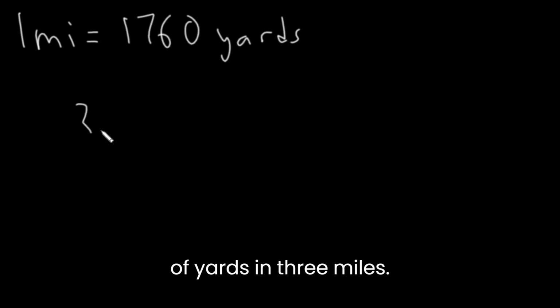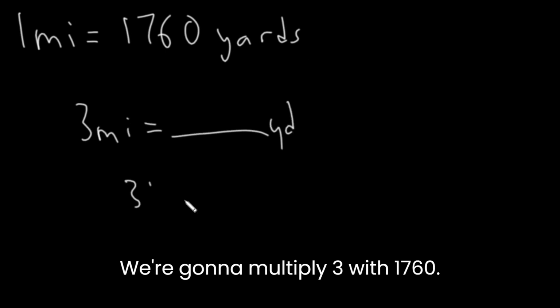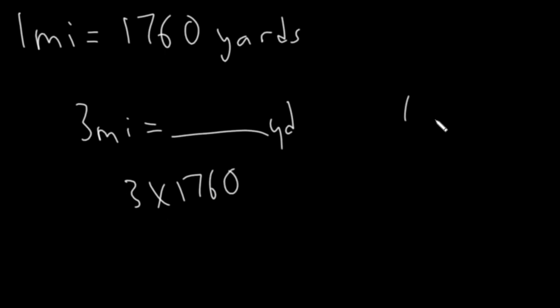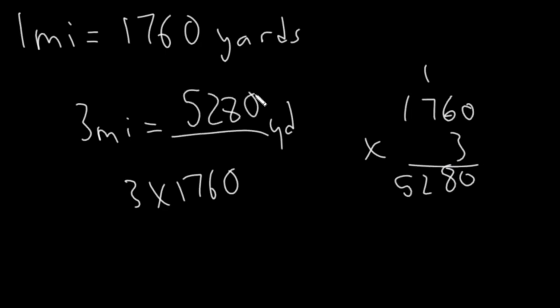Next, we have that 1 mile is equal to 1,760 yards. So let's say we want to find the number of yards in 3 miles. We're going to multiply 3 with 1,760. This will be 5,280 yards.